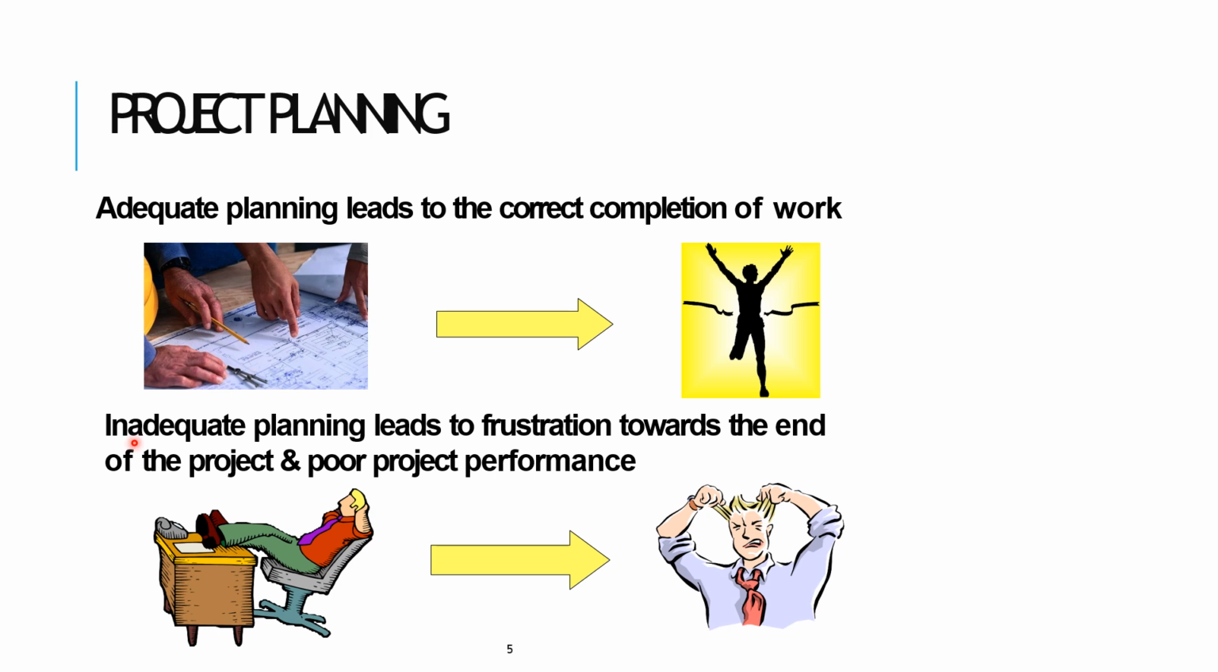If you see the planning of a project, adequate planning leads to the correct completion of the project. So you need to plan the project very carefully. Each of the tasks is very important. You need to see which task you want to give priority and which task is not really important, because if you plan wrongly, then your project won't be sustained. Second, inadequate planning leads to frustration towards the end of the project and poor project performance.